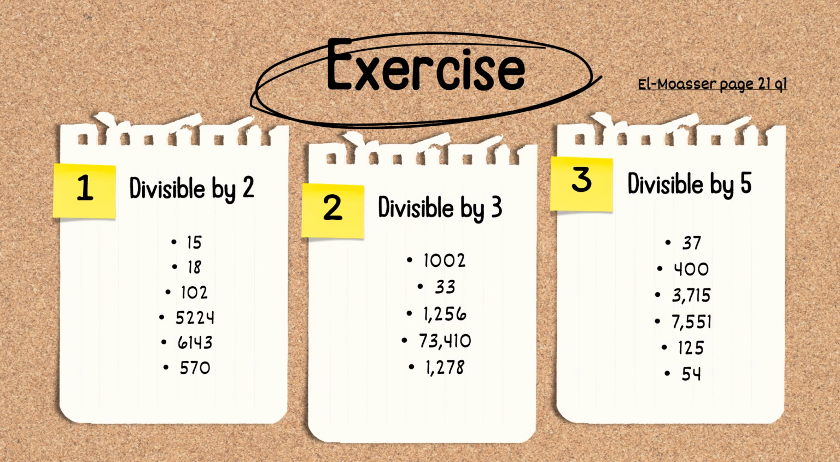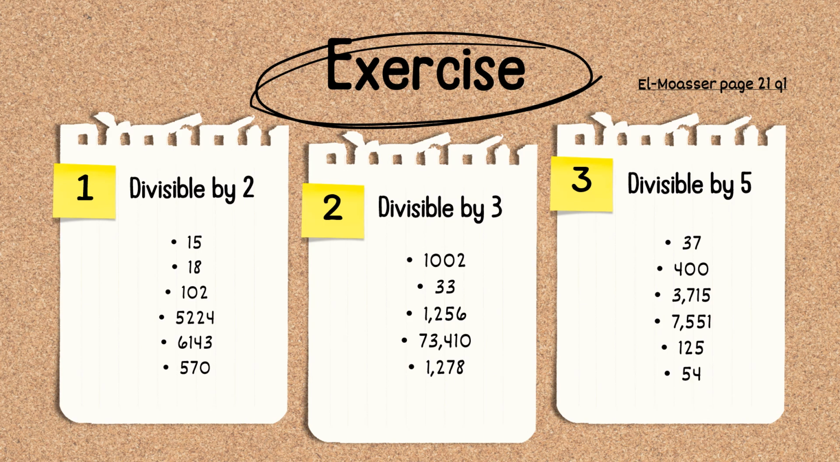Let's remember, what is the rule of 2? Yes, any even number is divisible by 2. So let's apply the rule. 15 is not an even number. It will not be divisible by 2. 18 is an even number. It will be divisible by 2. 102 is an even number. It will be divisible by 2.